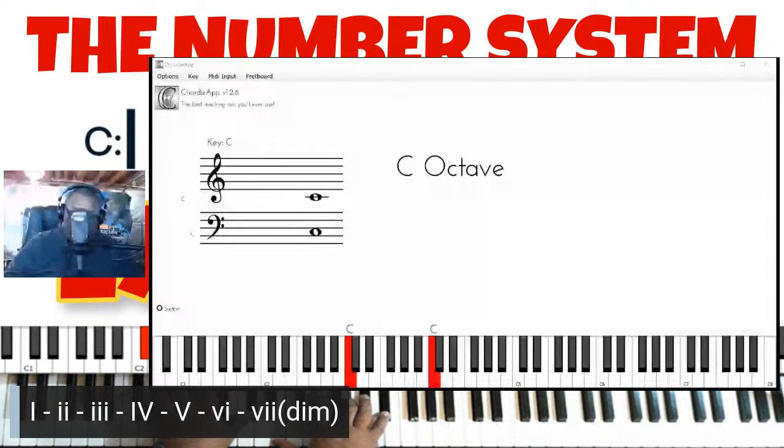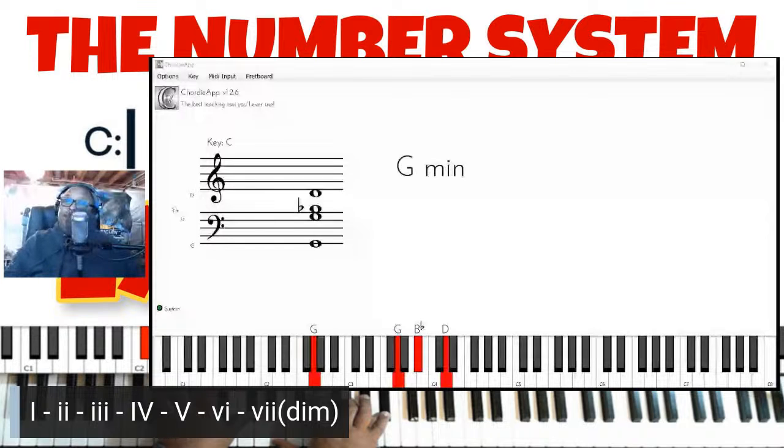So 2, 2, 5, 1. There we go. Couldn't find a note. I can tell I'm tired, y'all. I can't even hear notes. 2, 2, 5, 1. Now put the chords on it. 2, 5, 1. And in the key of C, 2, 5, 1.